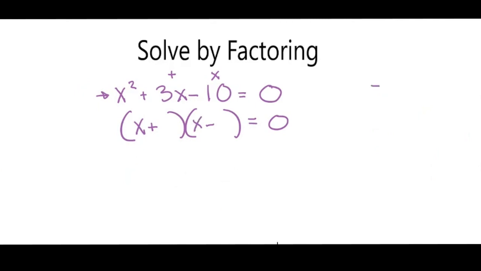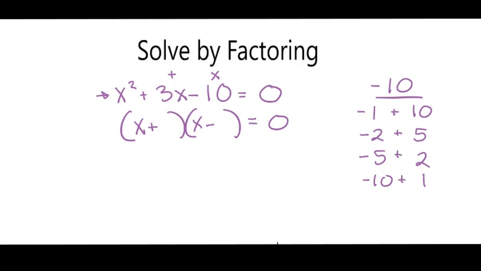Now I need to find the factors of negative 10 that add up to be positive 3. Well, we'll start with negative 1 times positive 10, negative 2 times positive 5, negative 5 times positive 2, and negative 10 times positive 1. So when I add them up, let's see which one will produce a positive 3. Well, negative 1 plus 10 is 9. Negative 2 plus 5 is positive 3. That's what we're looking for.